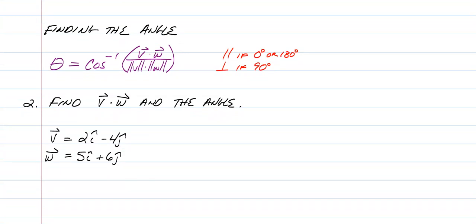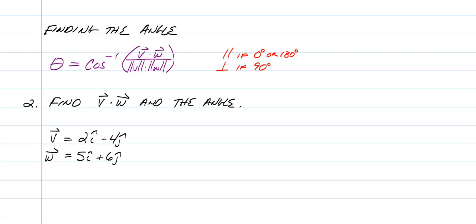Another thing you can do with these is find the angle between two vectors. The way you would do that is take the inverse cosine of the dot product of the vectors divided by the magnitude of each vector. So the formula looks a little something like this. And of course, if we're talking about vectors A and B, we would use A and B instead of V and W.